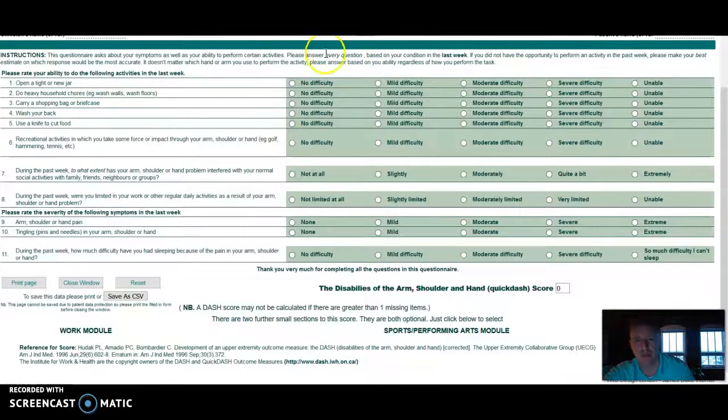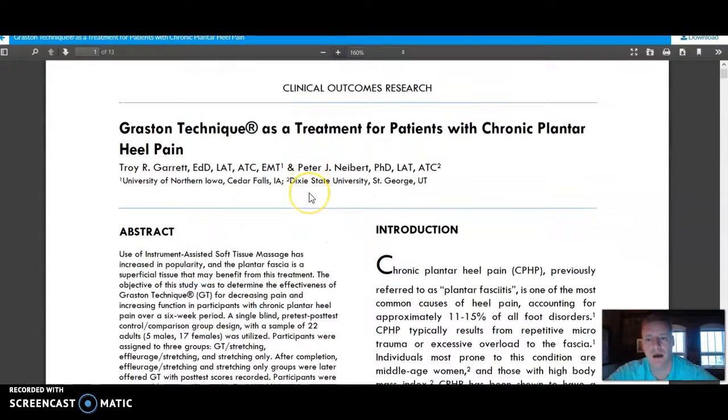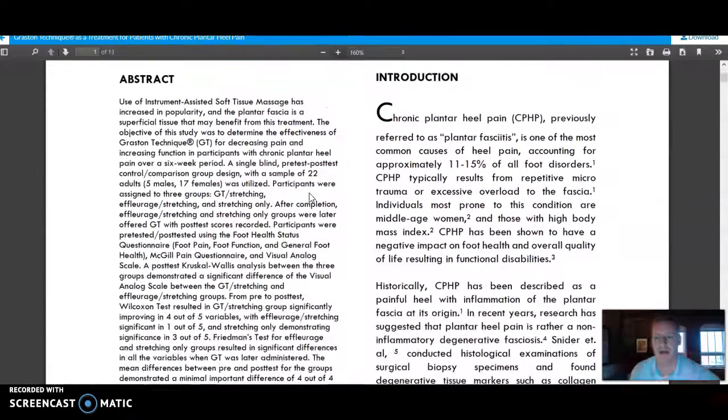So if we go and look at an example of this, this one is written from the idea of Graston for patients with chronic patellar heel pain. They did this on 22 individuals, and they had 3 different groups. They did some with Graston and stretching, some with massage and stretching, and then stretching only. So they're comparing interventions here for a specific pathology.